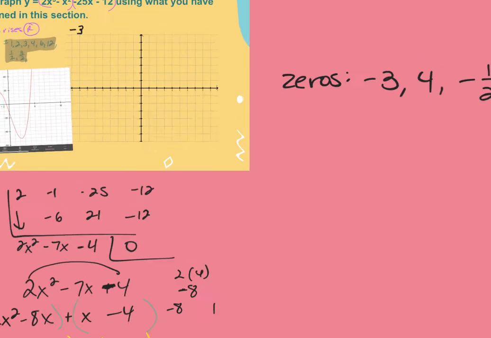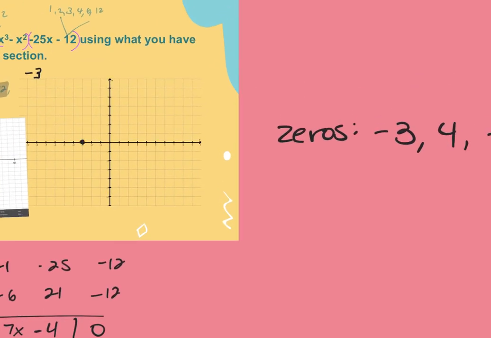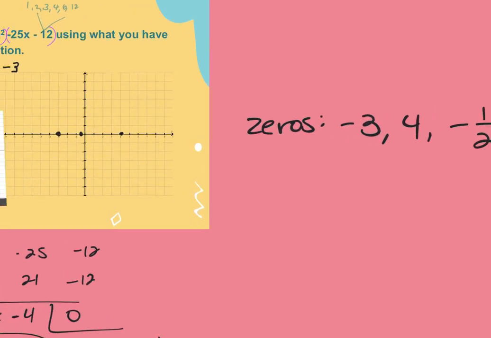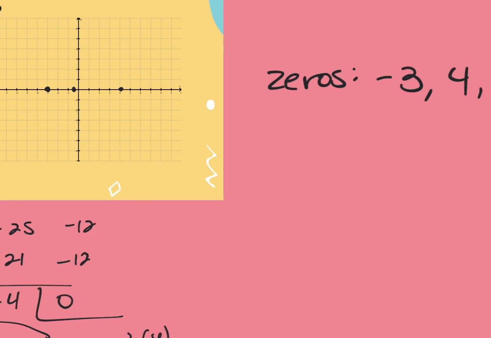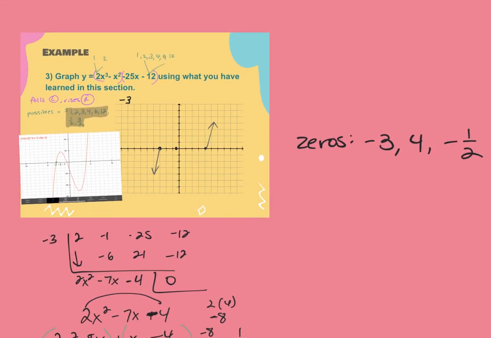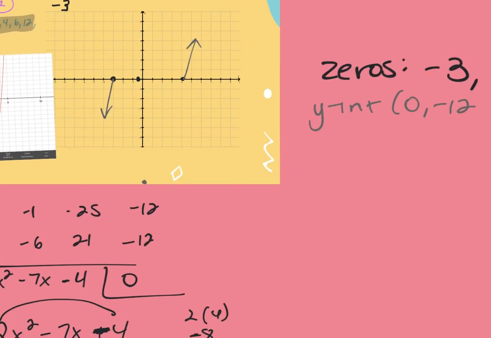Now I'm going to plot those points: -3, 4, and -1/2. And we're going to pretend like we didn't just see it graph, because you wouldn't if you didn't have your graphing utility. I know my arrow points down on the left, up on the right. I find my y-intercept by plugging in 0, which means my y-intercept is (0, -12). Off my graph, but I'm just going to mark it as low as I can go and then label it.